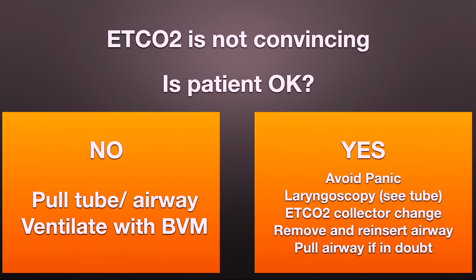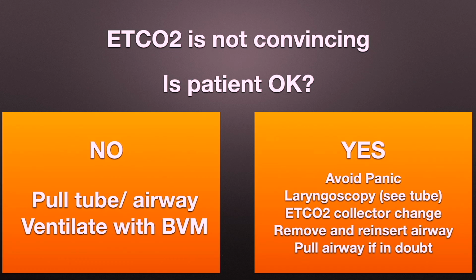Maybe try changing the end tidal CO2 collector, the thing that sits on the top of the tube, because yes, those fail as well. Push comes to shove, you can remove and reinsert the airway if you're not convinced by it, and then pull it if you're in doubt still at the end of the day, and ventilate with the BVM. That's all, again, assuming that the patient stays okay. As long as they're okay, you have some time to sort of figure this out.